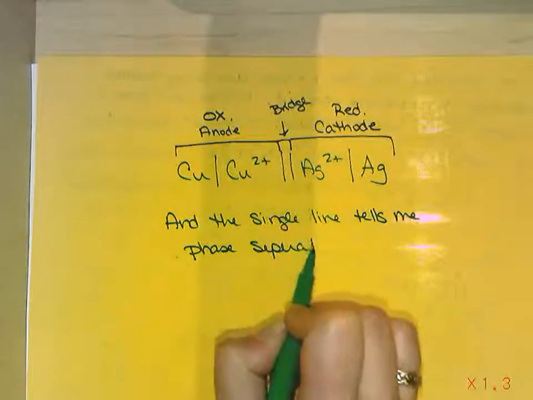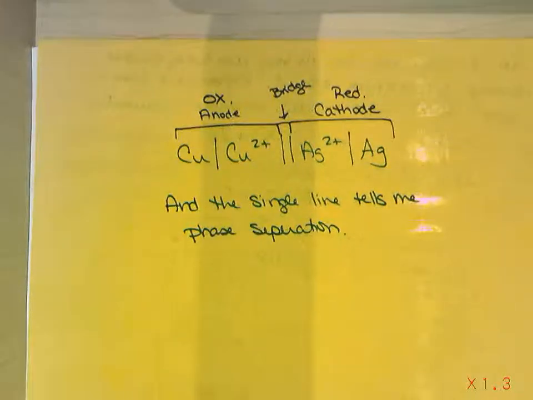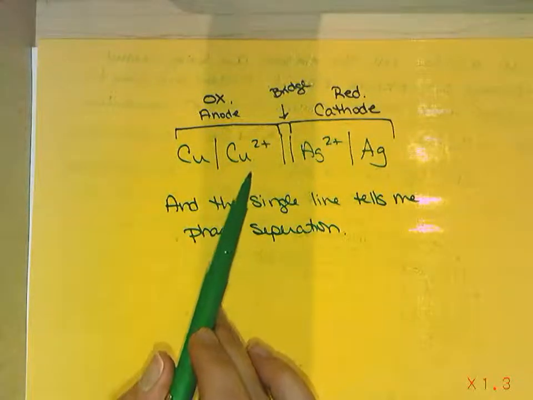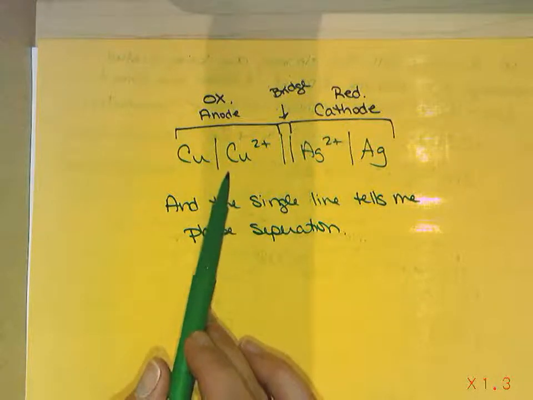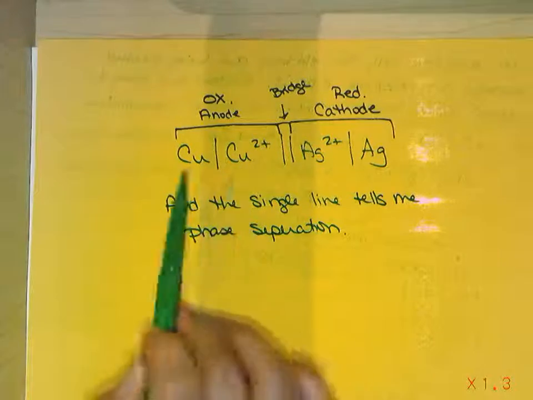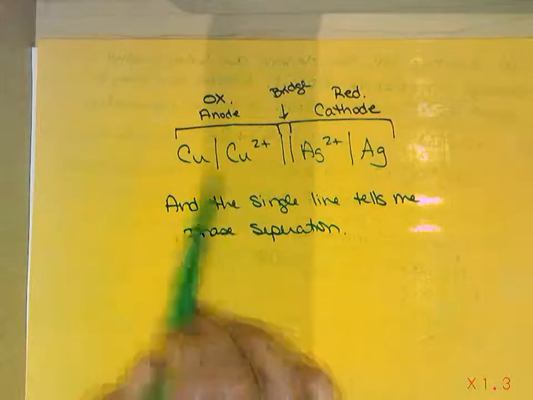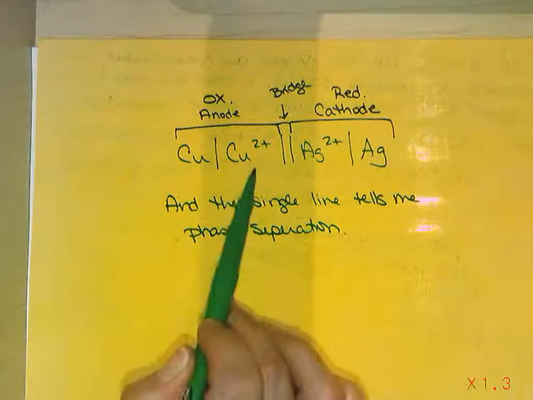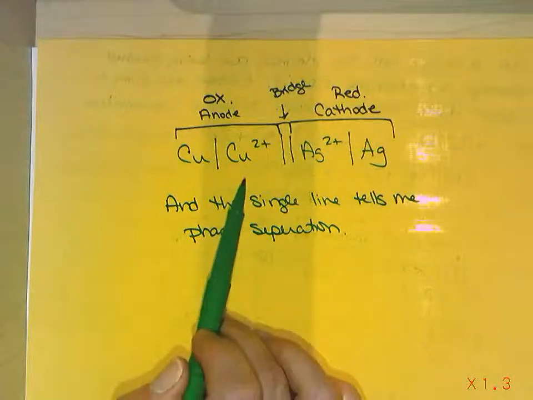And the single line tells me that there's a phase separation, that there is a difference between this copper and the copper plus 2. Because, right, I didn't tell you what states of matter they are, but by having a line in between them, it's telling you this one must be a different phase than this one. Since it's plus 2, it's probably aqueous, so this is solid.